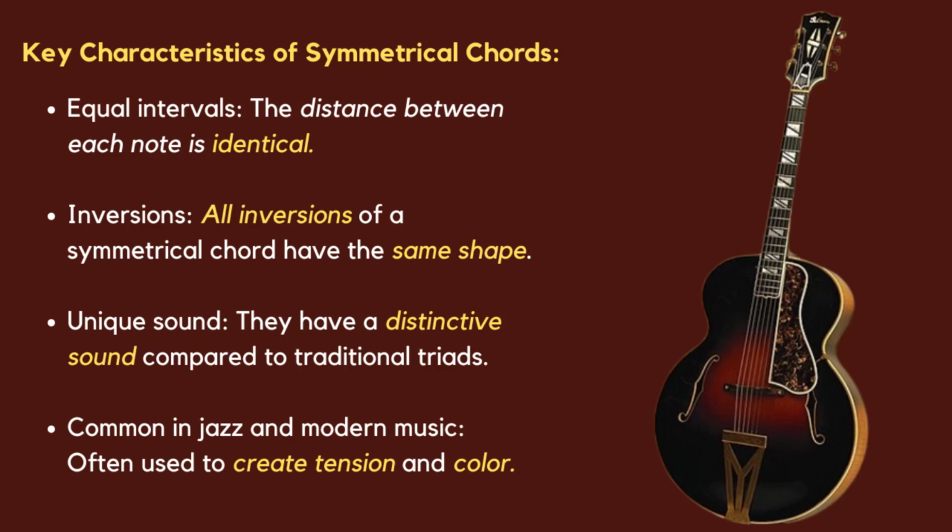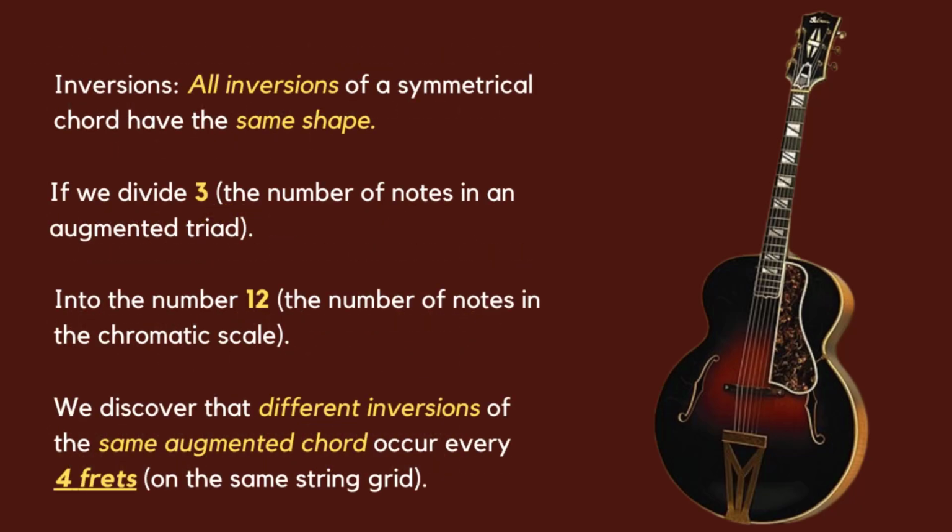What this means is that if we divide the number 3, that is the number of notes in the augmented triad, into 12, which is the 12 notes of the chromatic scale, we'll discover that the augmented chord repeats every 4 frets. Let's have a look at how that works on the guitar fingerboard.